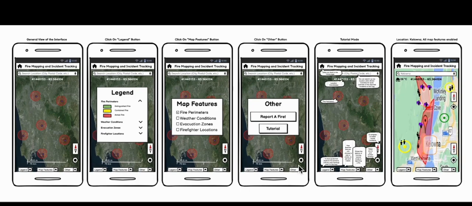And we also have two other buttons on the screen. The first one is sort of like a compass. It basically brings you back to the location that you were initially looking at, or maybe where you're at, and it also changes the orientation of the map too.